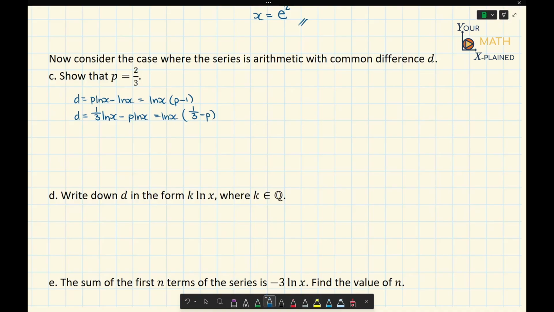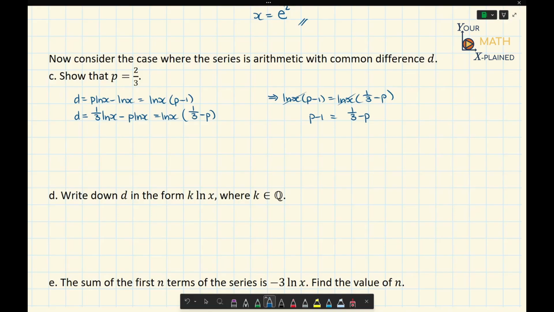So now since we have two different expressions for the common difference d, we can set them equal to each other. That means we get ln of x times p minus 1 is equal to ln of x times 1/3 minus p. Dividing both sides by ln of x to cancel it out will give us p minus 1 is equal to 1 over 3 minus p.